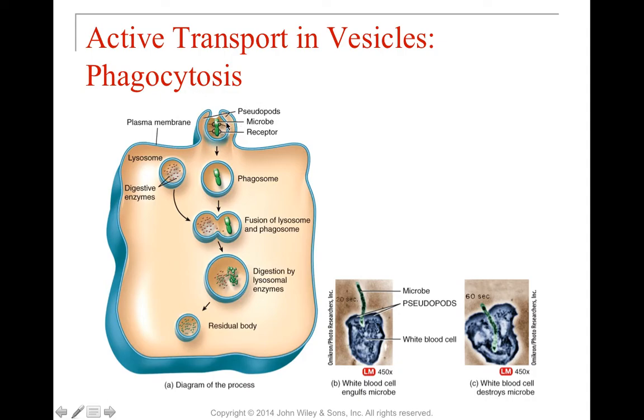In this case, it's a microbe. So we have these specialized receptors on the surface of the cell that say, hey, this is a microbe. The microbe gets bound. And then we have these regions here that are called pseudopods. Pseudopods reach out and invaginate around the microbe, pull that microbe in. That's going to be in a region called a phagosome. Phagosomes are for digestion of something that is, in this case, a foreign invader.